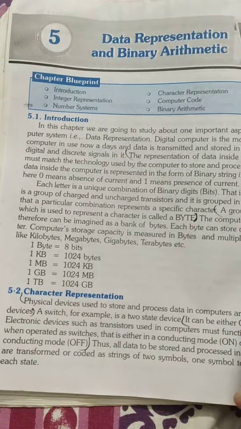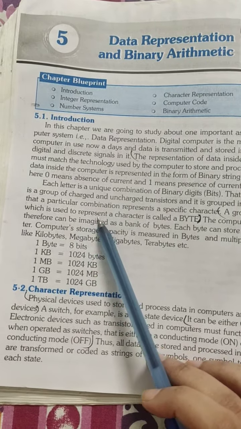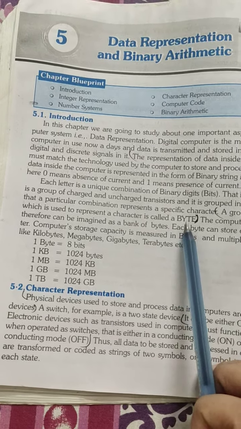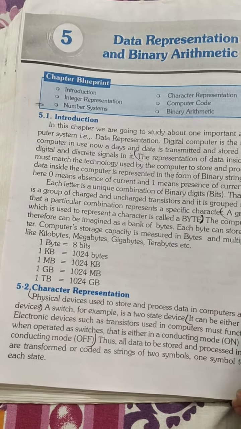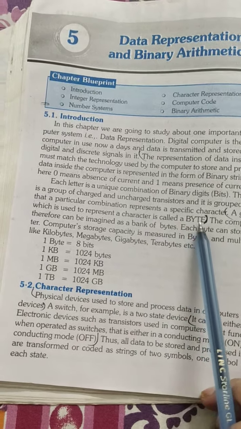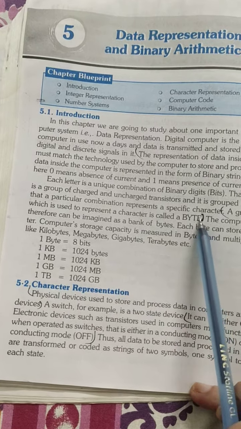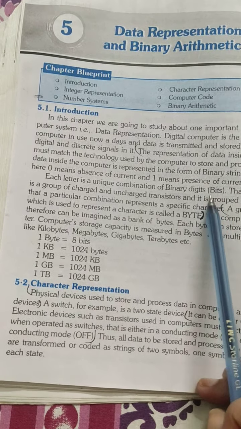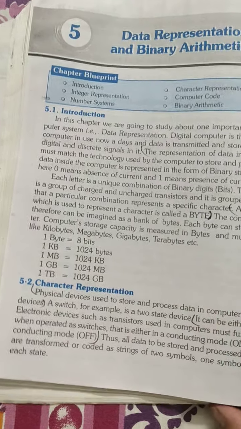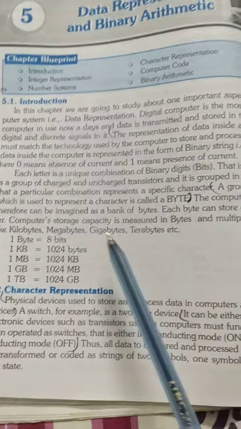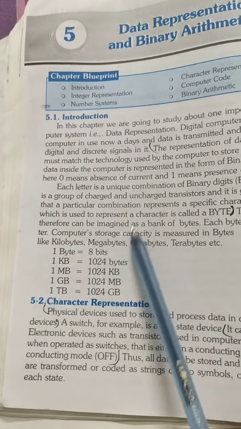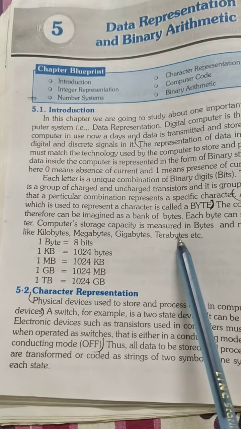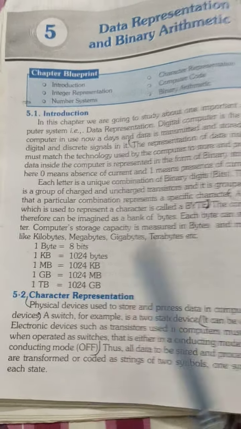A group of 8 bits which are used together is called a byte. Byte is the combination of the bits, and the single unit is known as the bit, and these are further divided into bytes, kilobytes, megabytes, gigabytes as well as terabytes.